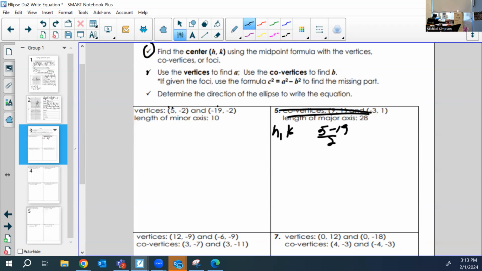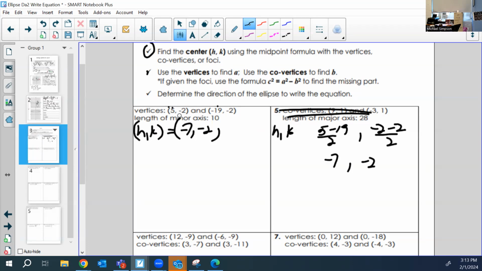And then for the y's, negative 2 plus negative 2 is minus 2, divided by 2. 5 minus 19 is negative 14, divided by 2, that's negative 7. And this gives me negative 2. So my h, k, my center, is going to equal negative 7, negative 2. Good? All right, good. So now what do we do next?